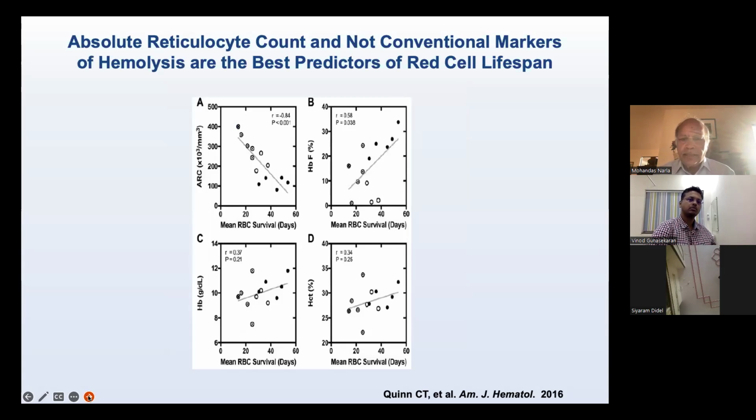When you try to correlate this extent of lifespan with anemia, you can see the best estimate of severity is the absolute reticulocyte count, which relates quite nicely with the red cell lifespan. But other hemolytic markers really don't do a good job, for example bilirubin levels, hematocrit levels and hemoglobin levels. So it's really much more complicated. But the absolute reticulocyte count is a very good indicator of the lifespan of sickle red cells in our patients.